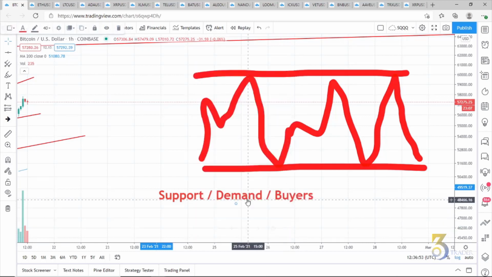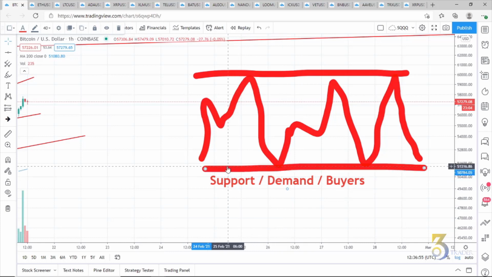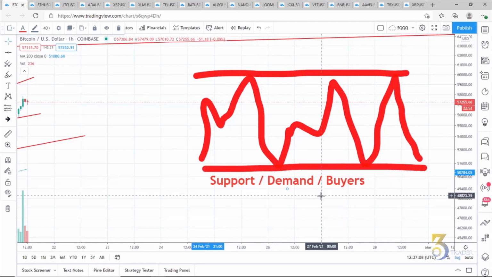All right. So this bottom line here, this is what we would call our support level. This could also be a trend line. This would be called our support level. It is also called the demand zone or the buying zone. It's where buyers step in. That's the whole point of charting.